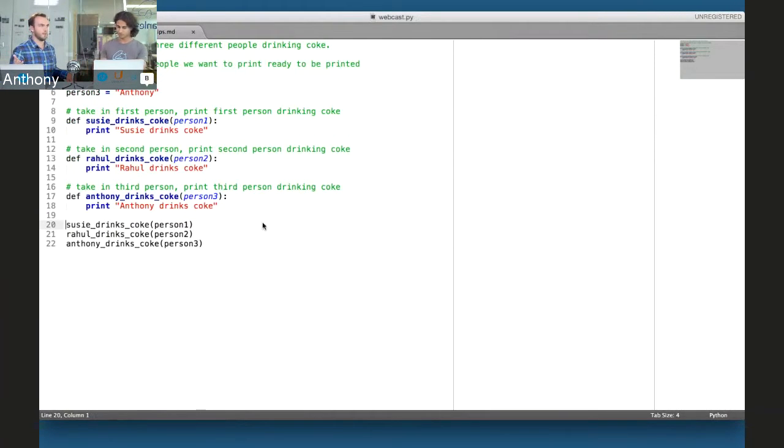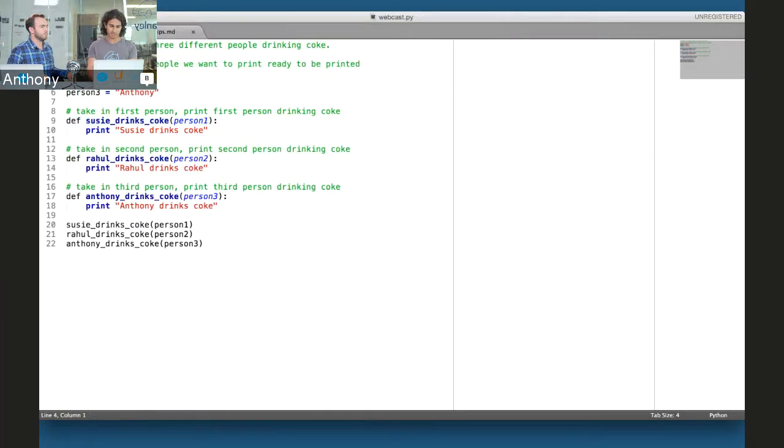What this is not doing is abstracting the problem. It's making it very specific to a very specific type of problem. Does Susie drink Coke? Does Rahul drink Coke? Does Anthony drink Coke? Right. So like Anthony's saying, we've repeated exactly what it is that we're doing. So the thing that we went wrong after we broke down this problem into comments is that we didn't group together and identify what it is that is repeating in the task that we created.